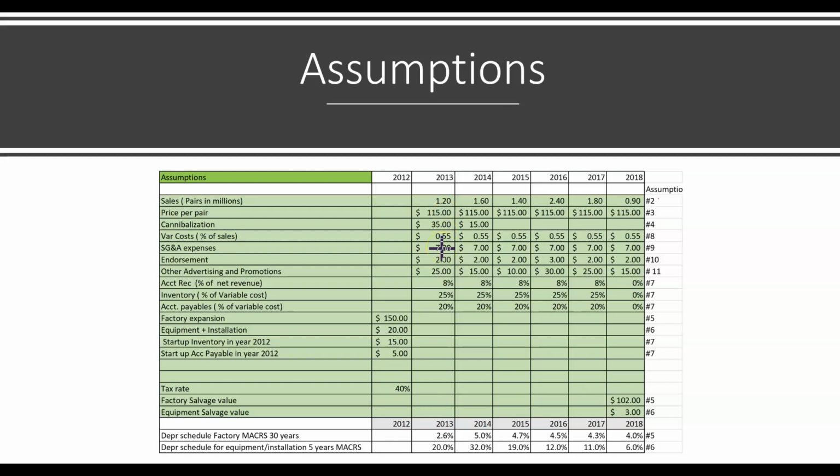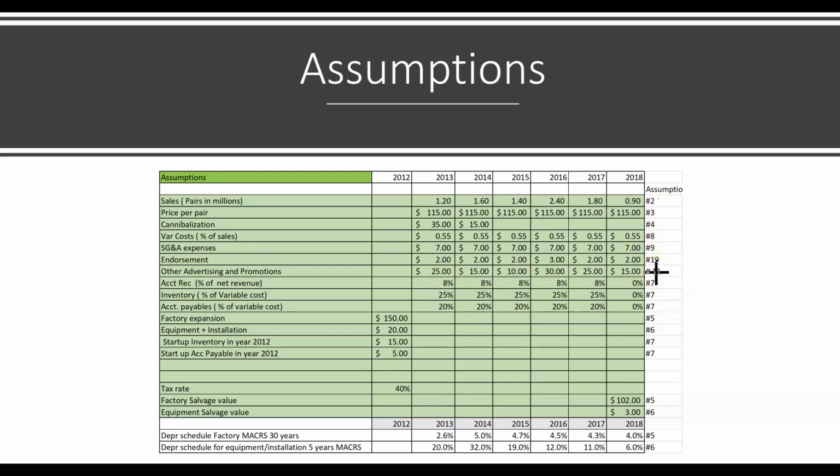They've estimated the SG&A expenses to be $7 million a year across the board. Endorsement that they will have to pay to athletes, another $2 million. Other advertising costs have been estimated to be 25, 15, 10, 30, and 15. And again, you can find all of these in the case study in these assumptions.